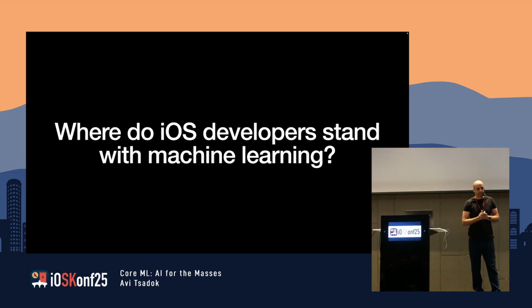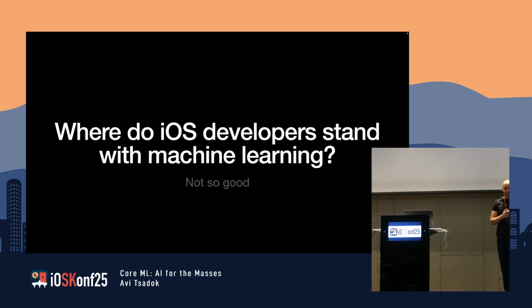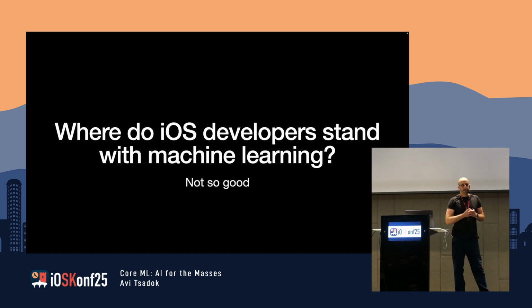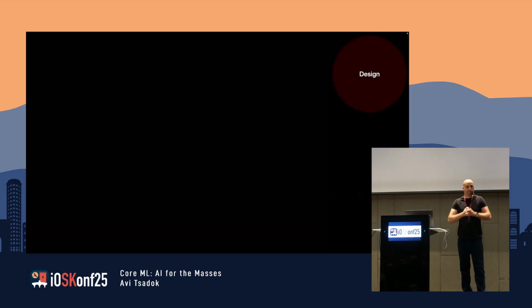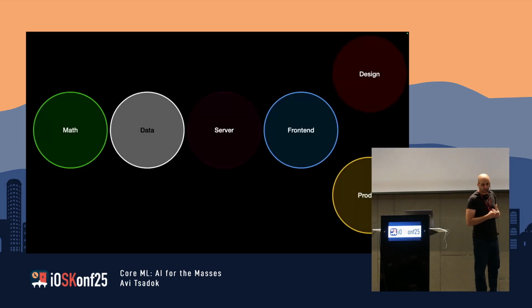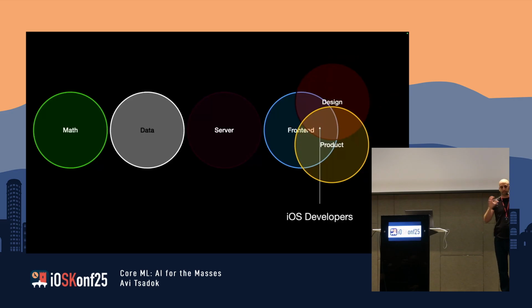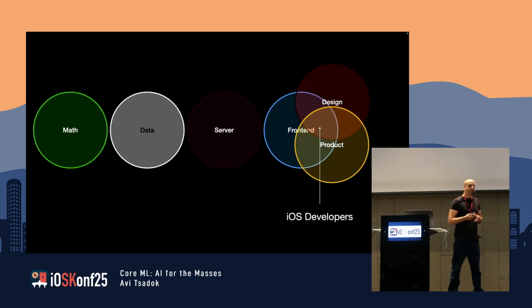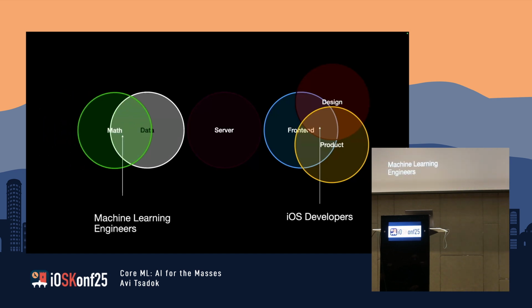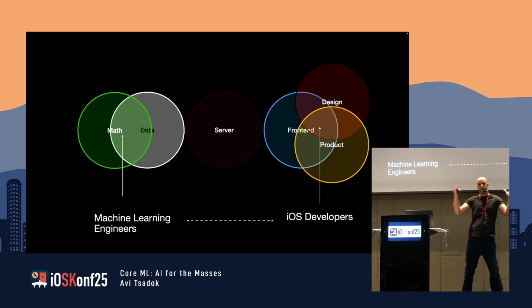And a question I ask myself: where do iOS developers stand with machine learning? And the answer is, well, not so good. The first reason is that if you look at the different fields in software development today, you see design, front-end, product on one side. On the other side, it's server, data, math. And iOS developers are located somewhere between product, design and front-end, which is UX and SwiftUI. Design because we are iOS developers. Android developers, well, less design, I guess. And on the other side, math and data, we've got machine learning experts. Now, you can see the gap between us.